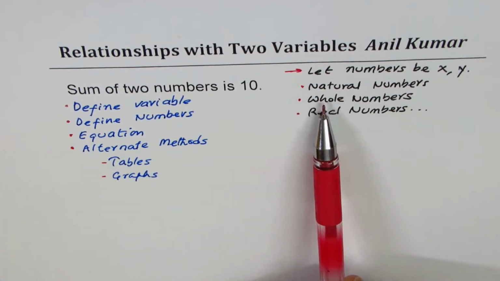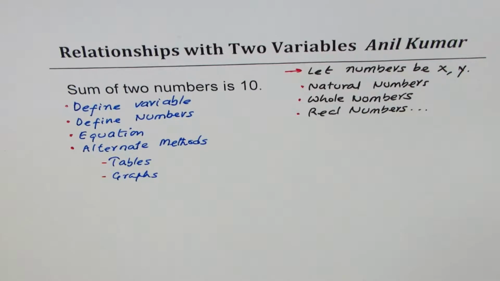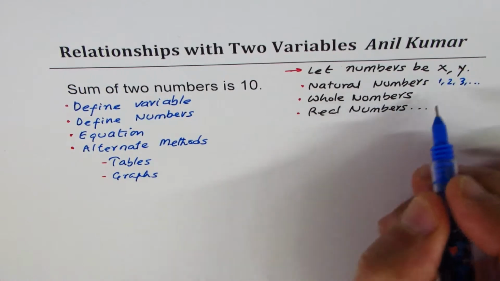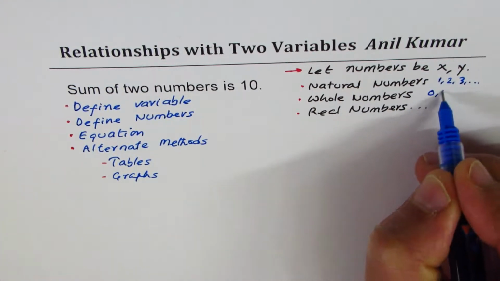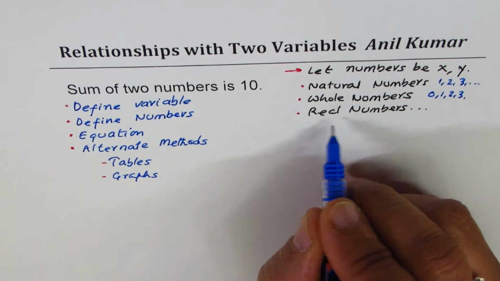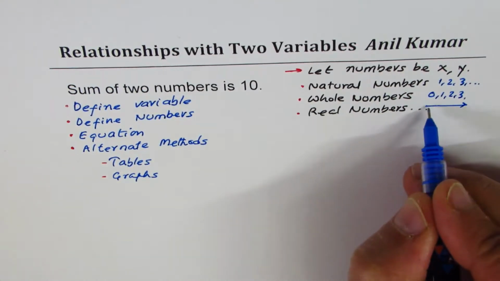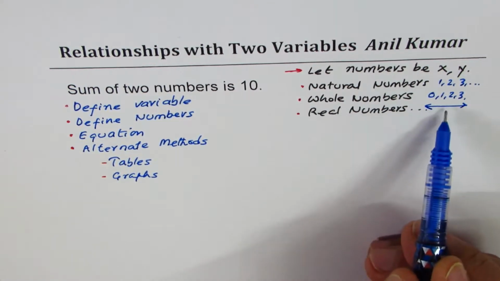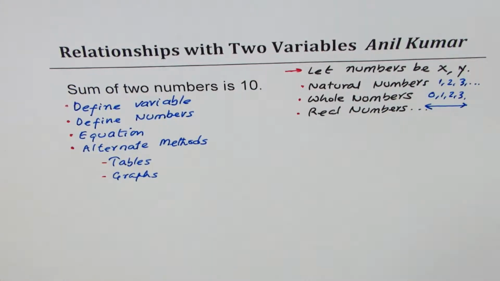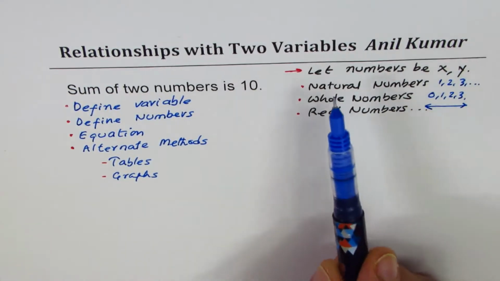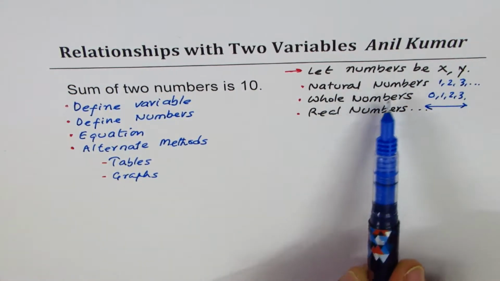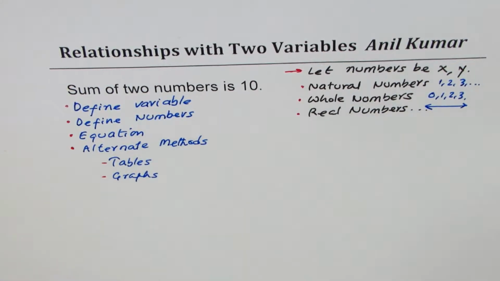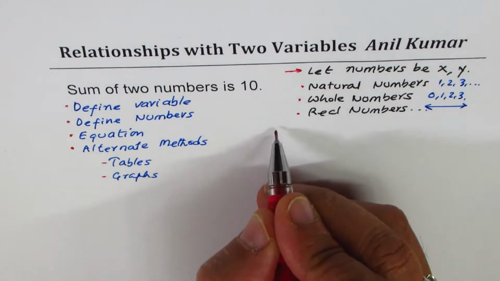Whole numbers include 0. So like 0, 1, 2, 3, 4 are whole numbers. Let me write down. Natural numbers are numbers like 1, 2, 3, 4 and so on. Whole numbers will include 0, 1, 2, 3, 4. And real numbers are all numbers on a number line. Think like this. So whenever we have something continuous, it is represented by real numbers. Okay, so once we have defined our variables and we know the number set, we can actually make an equation and solve it. So let's talk about equation now.